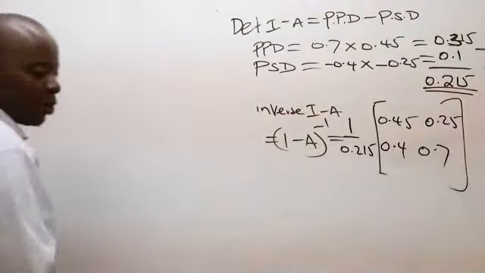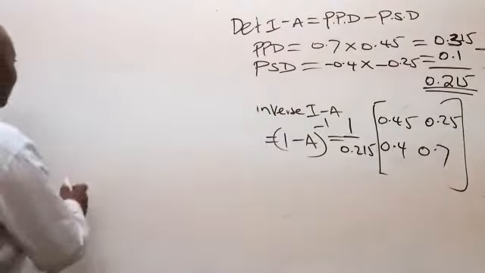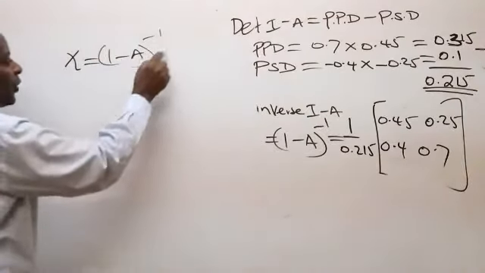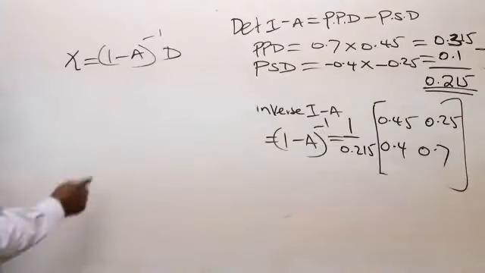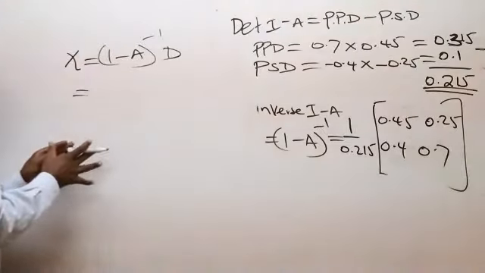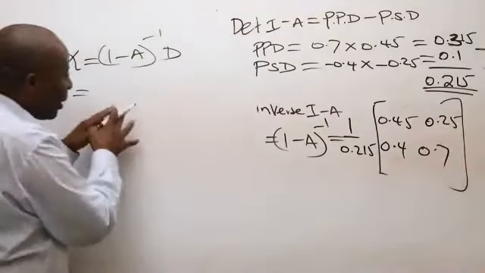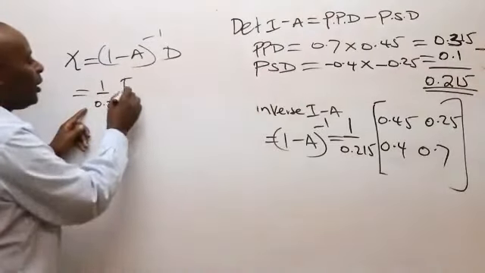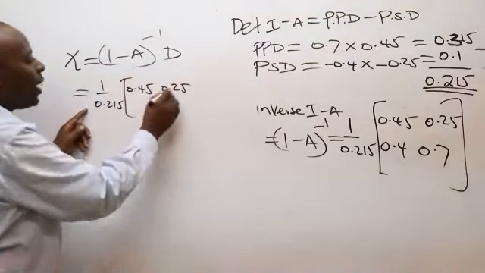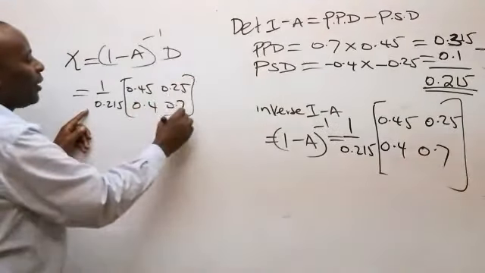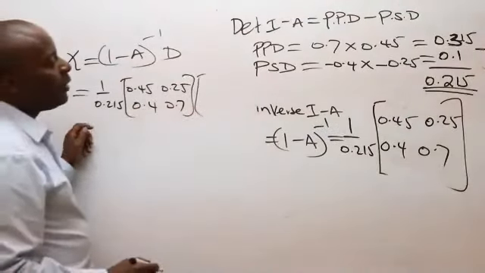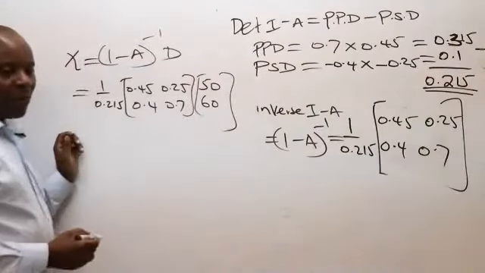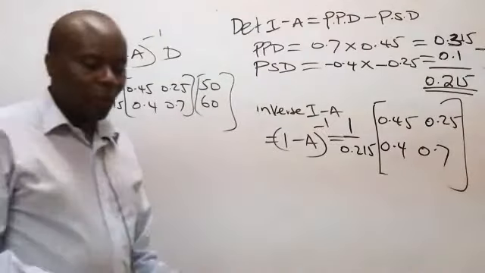What you're supposed to do here is to remind them of the model. Our model is x equals (I minus A) inverse multiplied by D. If I feed my parameters into my model, then (I minus A) inverse is 1 over 0.215 into the matrix 0.45, 0.25, 0.4, 0.7, multiplied by D. Our D, if you remember very well, which was the final demand, was 50, 60.